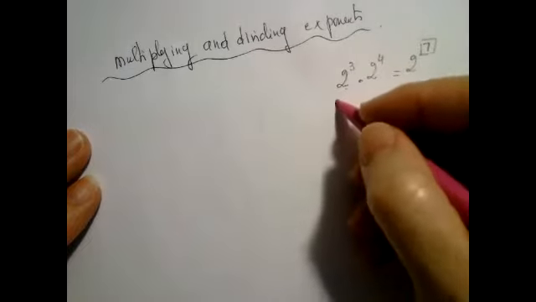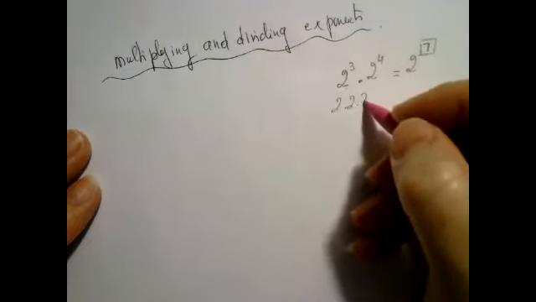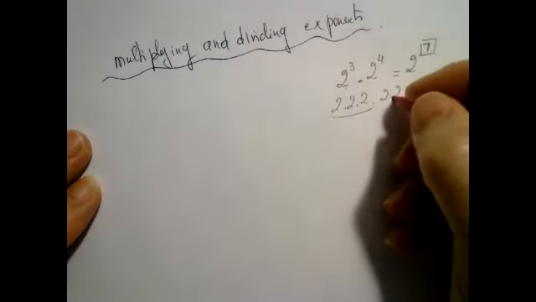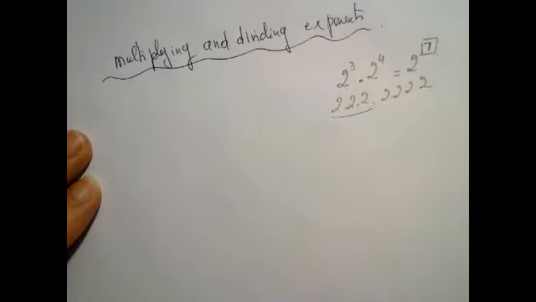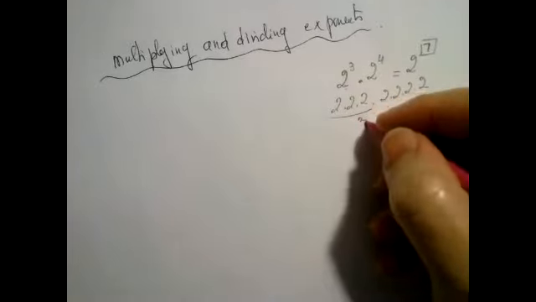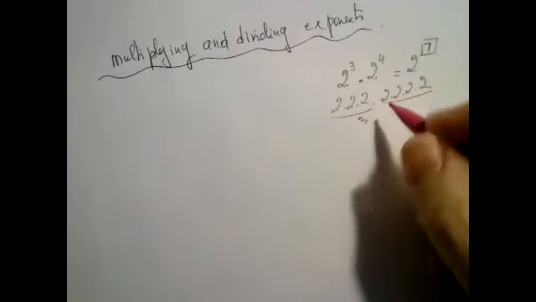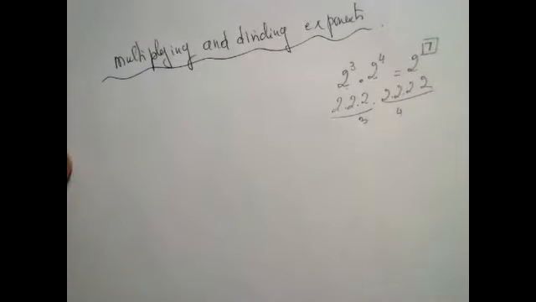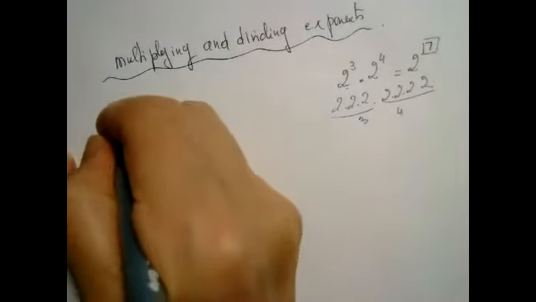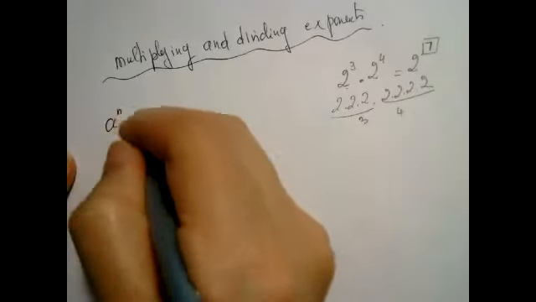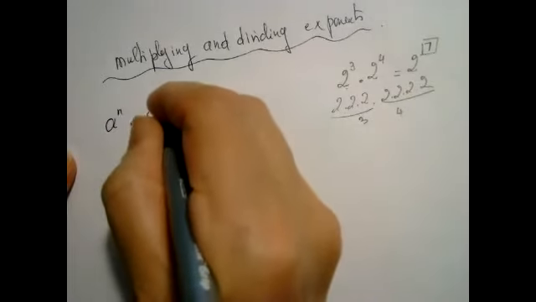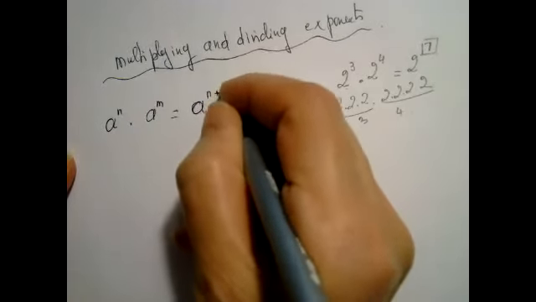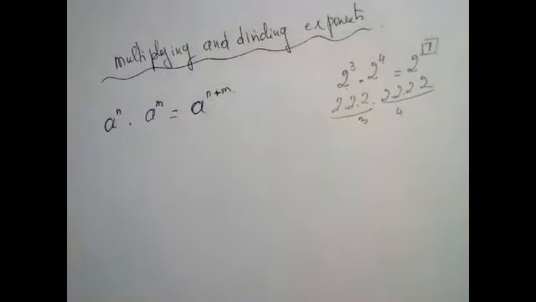2 to the power 3 means I have how many 2s? 3 of them. 2 to the power 4, I have 1, 2, 3, 4. I have 4 of them. So basically, how many 2s do I have? I have 3 plus 4, which gives me 7. So the general rule: if you have a to any power m, and you multiply it by a to the n, you basically add the powers, m plus n.